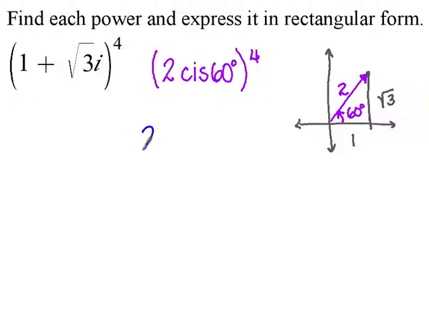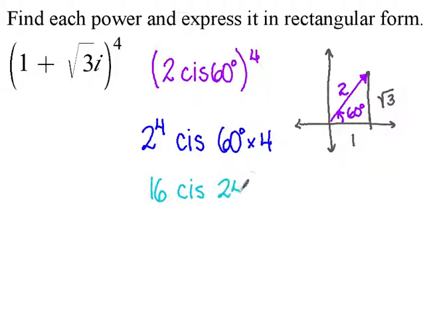That means you're going to take 2 to the 4th power, cis 60 degrees times 4. I know that sounds kind of weird because you would think that you would take 60 to the 4th power too, but you don't. You just take 60 times 4. So 2 to the 4th I know is 16. Okay. Cis, what's my angle going to be? 240.